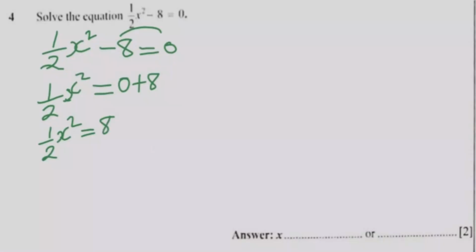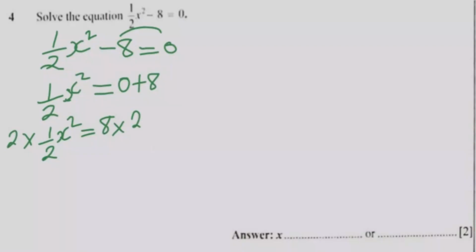So what we can do now is get rid of the fraction. We multiply both sides by 2. It's also okay if you multiply by the reciprocal of 1 over 2, which is 2 over 1. For me, I'm just going to multiply by 2 like this.